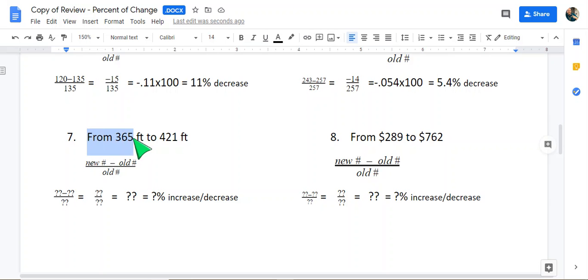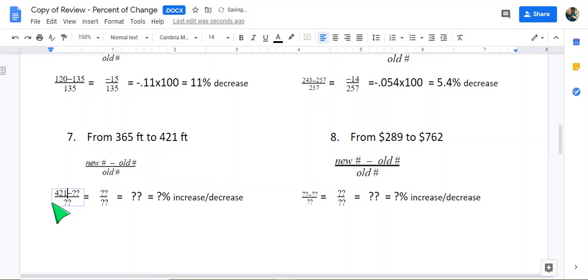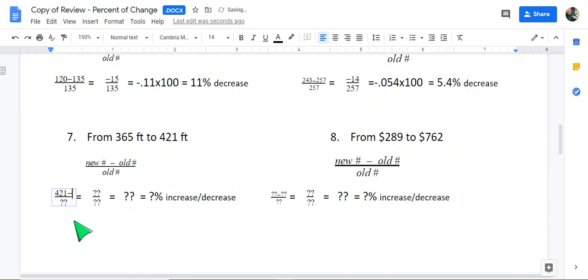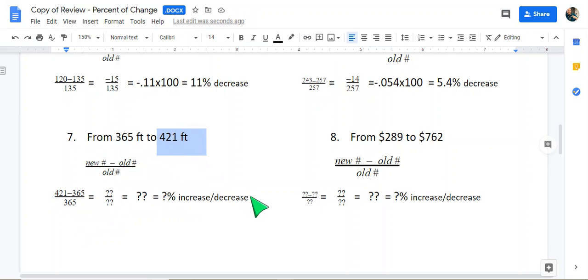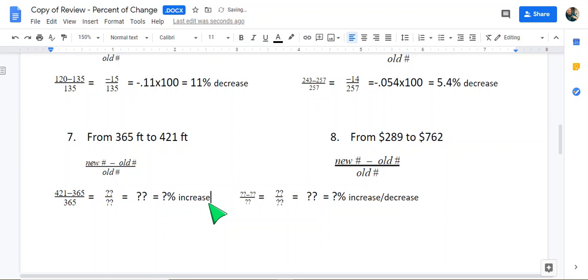From 365 feet to 421 feet. So the new number is 421. The old number is going to be 365. And the old number is going to be on the bottom always, 365. And look, 365 to 421, it went up. So right now, I know I'm going to be doing increase again, okay?